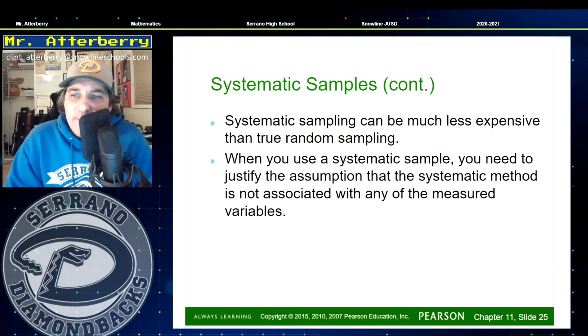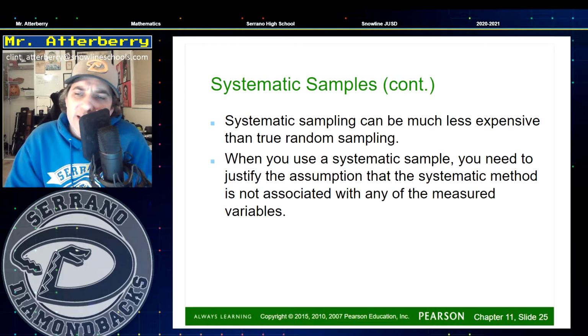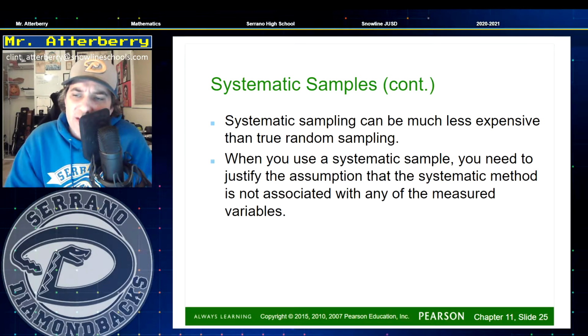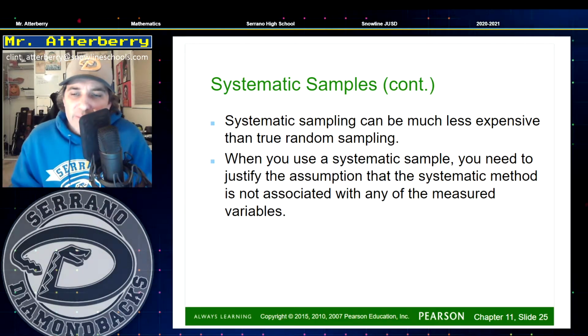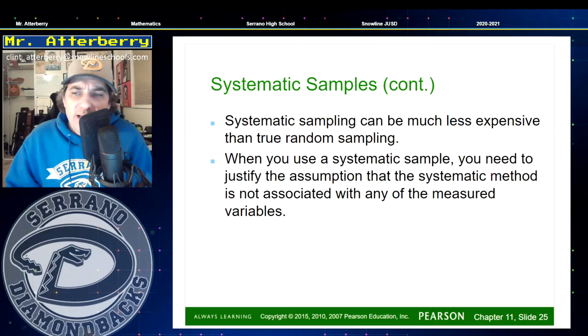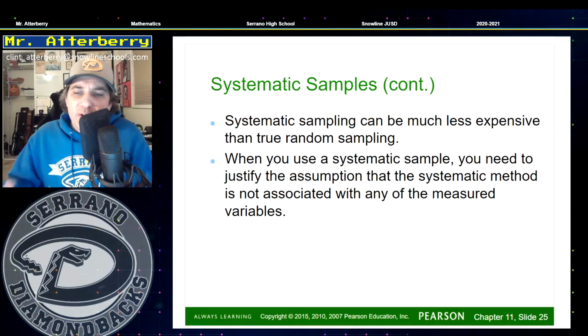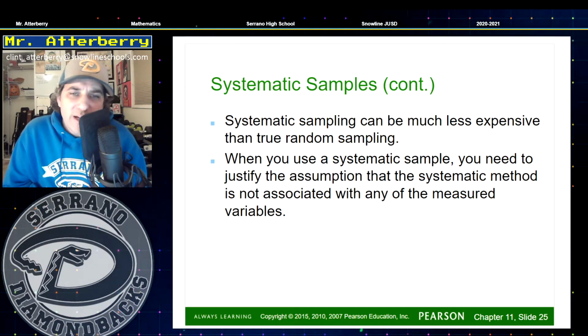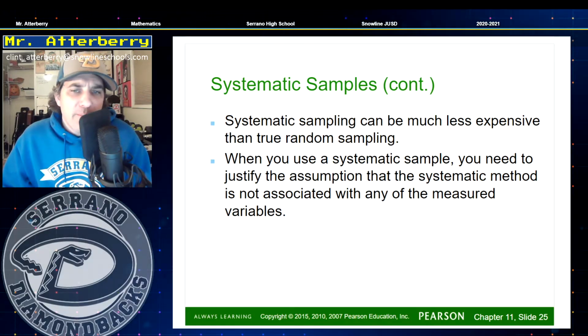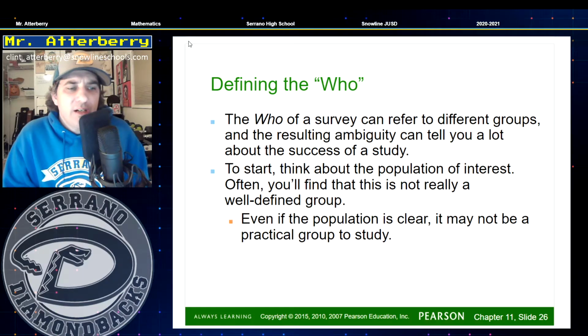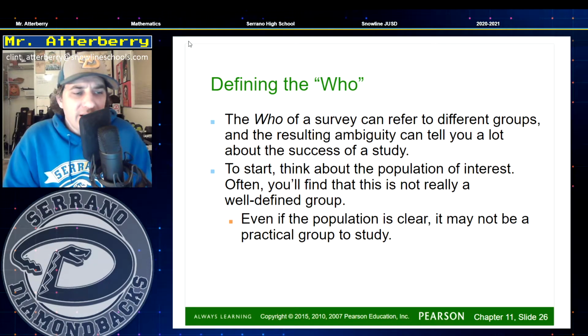So systematic sampling can be much less expensive than true random sampling. When you use a systematic sample, you need to justify the assumption that the systematic method is not associated with any of the measured variables. Okay, so you have to make sure when you're doing the systematic approach that there are no other weird variables going on. Think about the time of day or other things that might throw the systematic approach off.